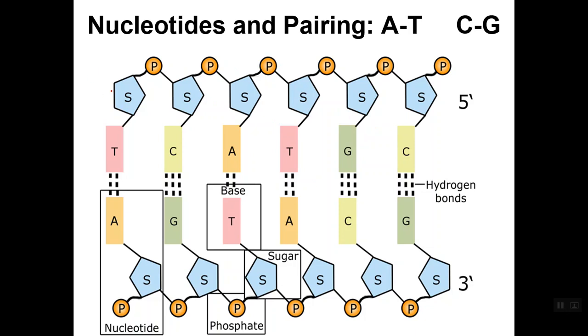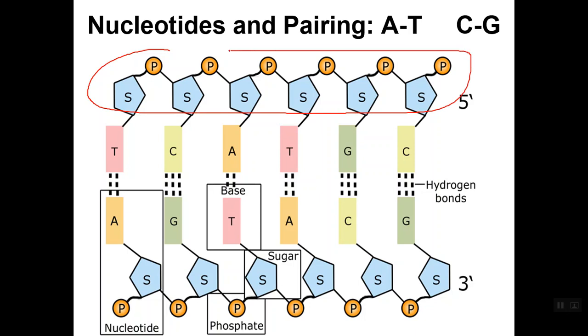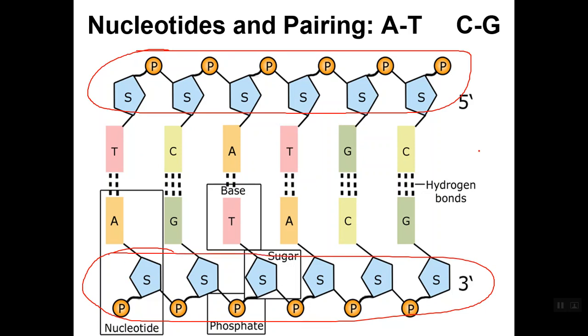So here, again, on one side, the top side, you have your sugar phosphate backbone. Same thing on the bottom side here, your sugar phosphate backbone. And then in the middle, you have your base pairs, C's and G's, A's and T's. That's like the rung of the ladder that you would walk up on and step on, right?